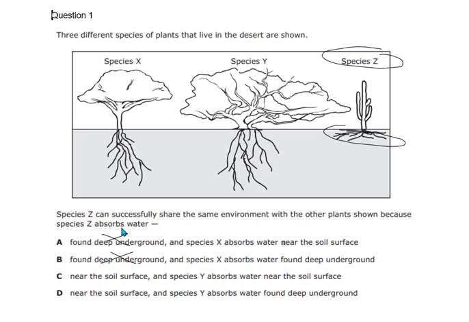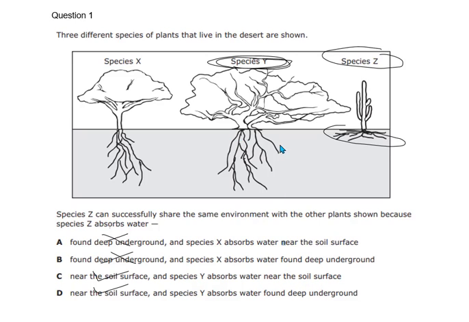Species Z can absorb water near the soil surface. That is a true statement because the roots are close to the surface of the ground right here. So both of these are going to be true statements, so I can't eliminate either one of them as the wrong answer. Now let's read the second part of the statement, and again we're trying to figure out the true statement. Species Y absorbs water near the soil surface. So here's species Y. We're now looking at another plant, and it says that the plant can absorb water near the soil surface.